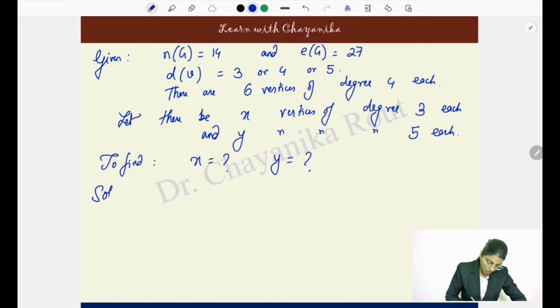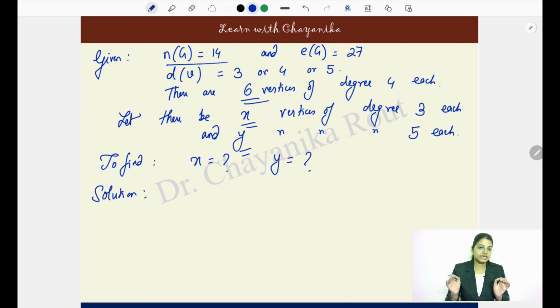Okay. So how do we solve this? See, we are having 14 vertices in total, that is the order of the graph. There are 6 vertices which are of degree 4. I have assumed there are x vertices of degree 3 and there are y vertices of degree 5. And these are the only degrees possible. So 6 plus x plus y, that is the number of vertices of degree 4 plus the number of vertices of degree 3 plus the number of vertices of degree 5.